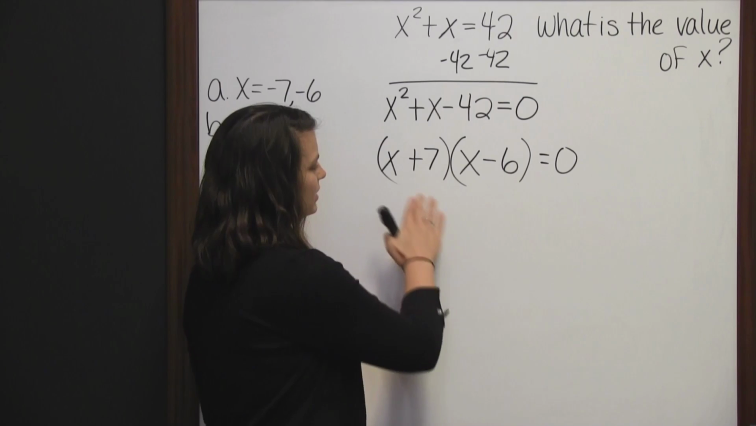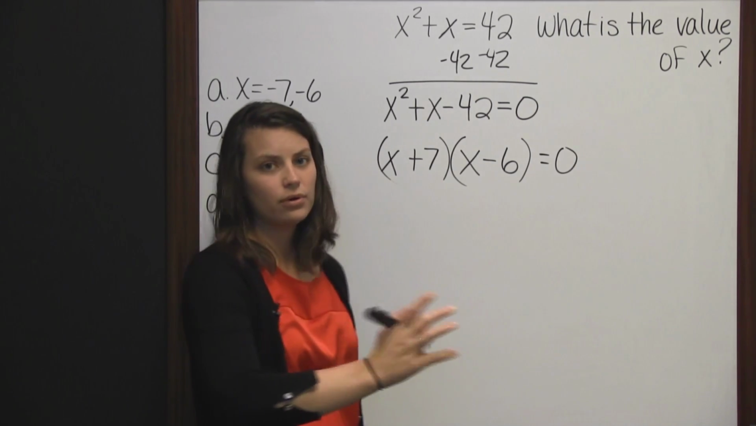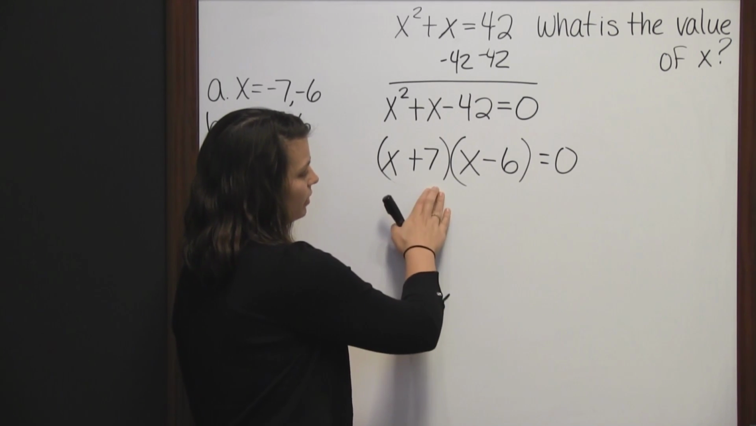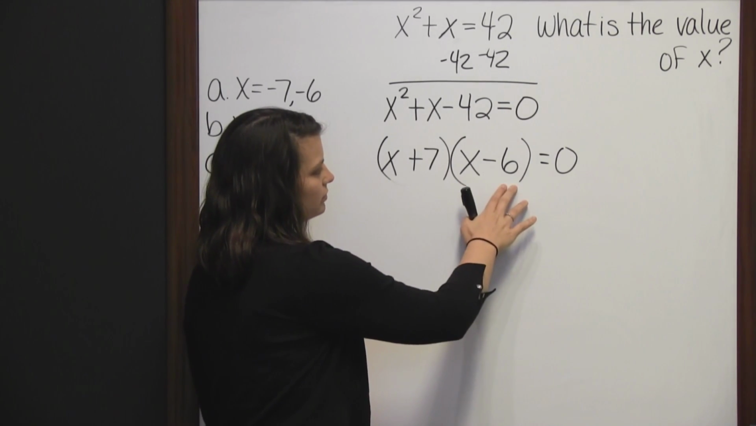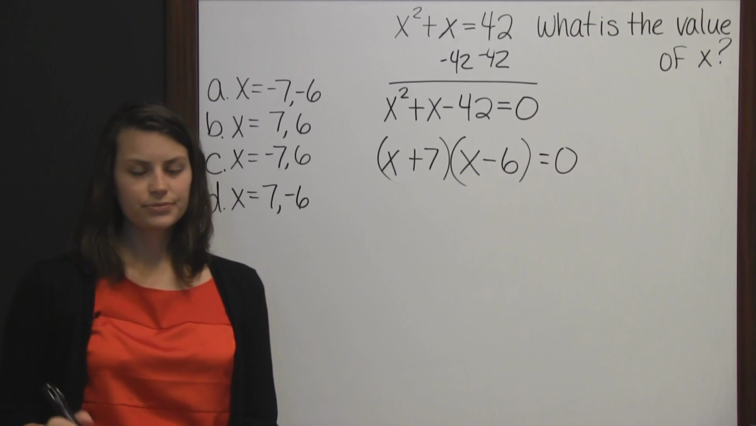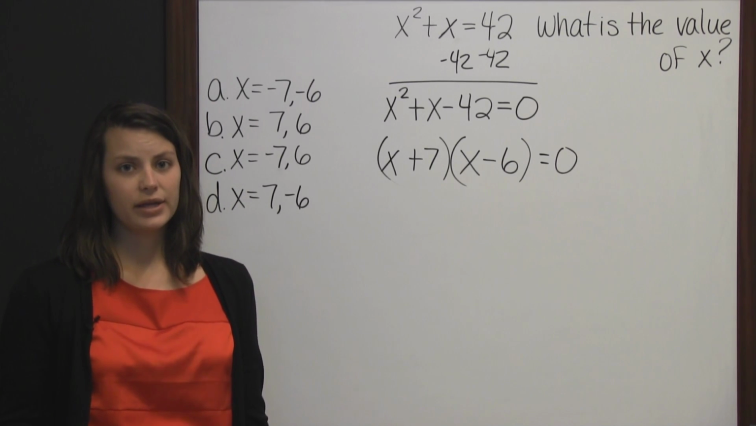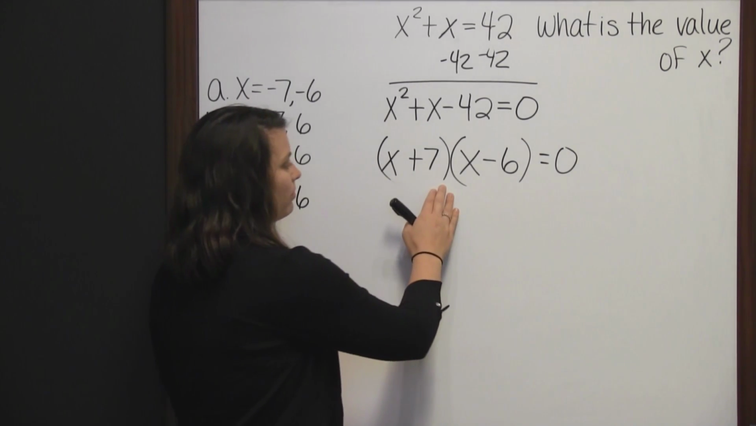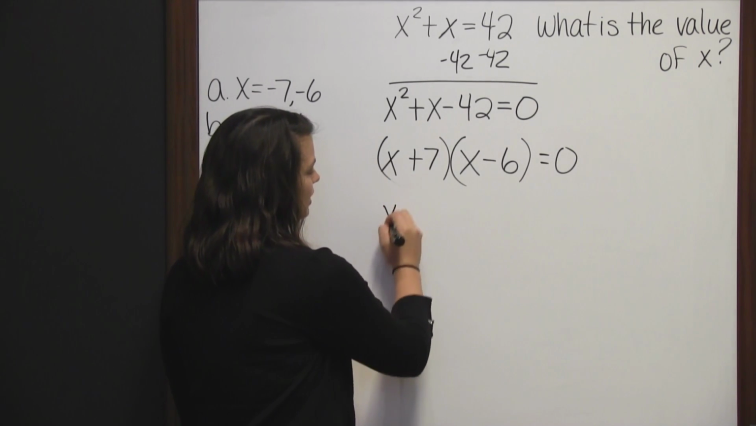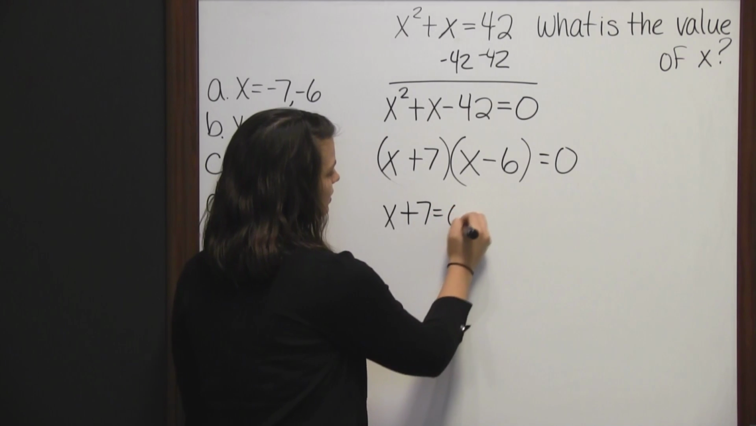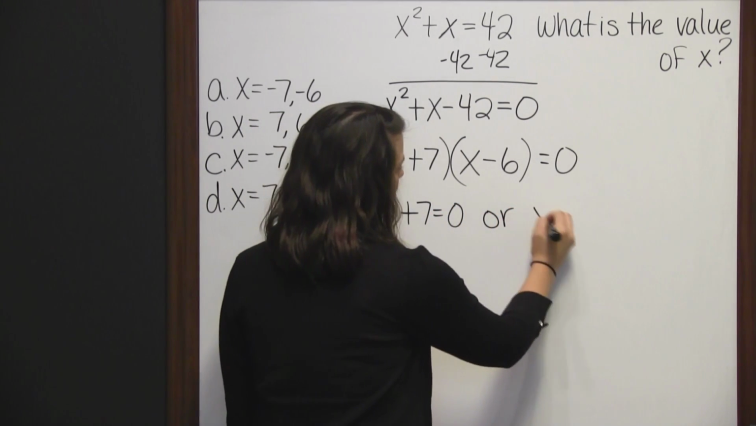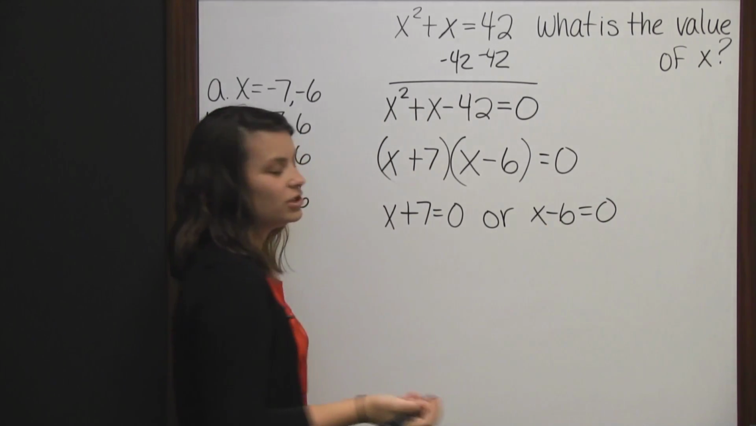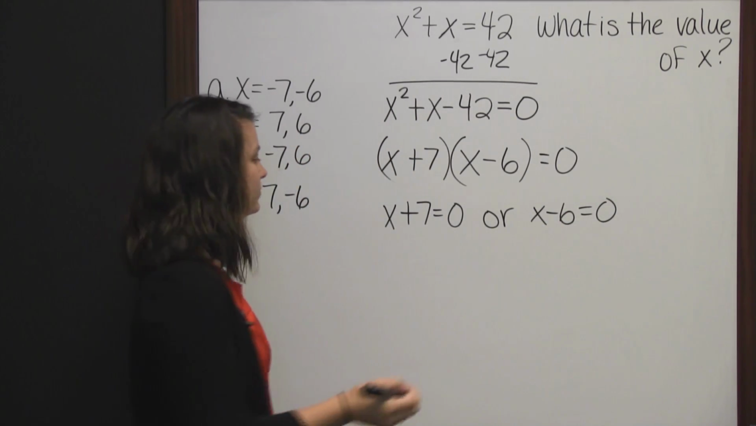What I have now is that some number, and I don't know what it is because I don't know what x is yet, but some number times another number is 0. And the only way to multiply two numbers together and get 0 is if one of your numbers is 0. Which means either x plus 7 has to be 0, or x minus 6 has to be 0. And then we just solve for x in each equation.